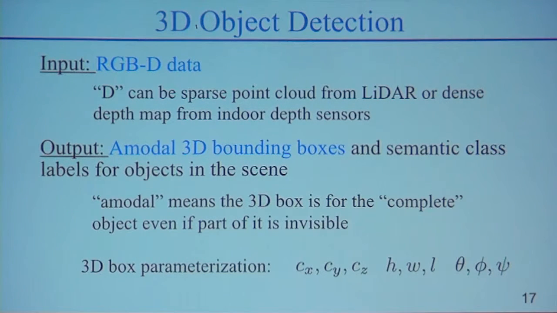To give you a little more detail, we get RGB images. We also have depth sensors, for example, LiDAR. And we need to attach semantic labels for each detection, meaning each 3D bounding box. Because there are occlusions, these 3D bounding boxes have to cover the whole object, even if part of it is occluded. So typically we have the center of the box, and then the height, width, and length, and also the orientation.